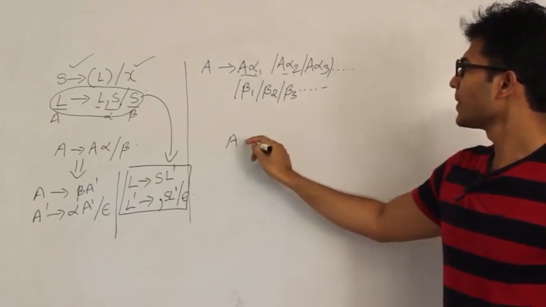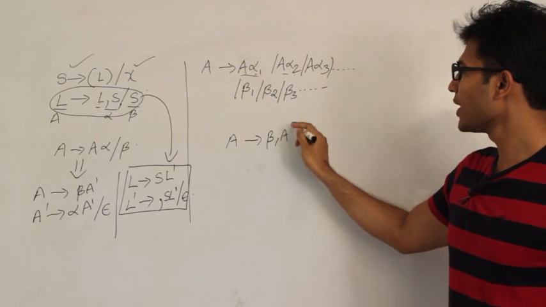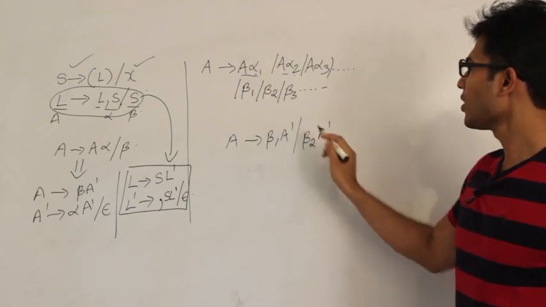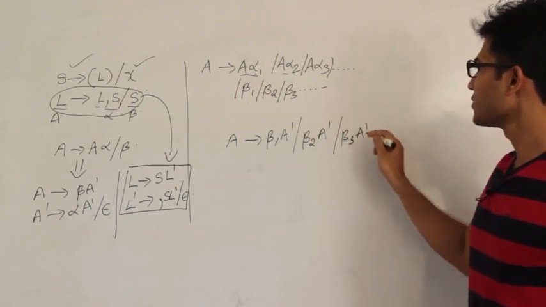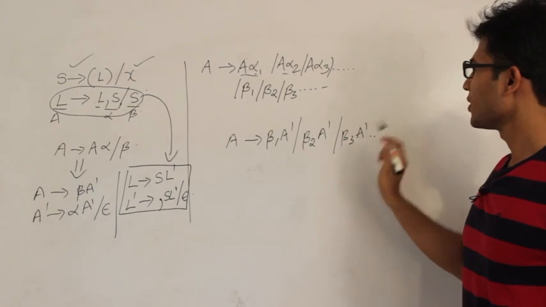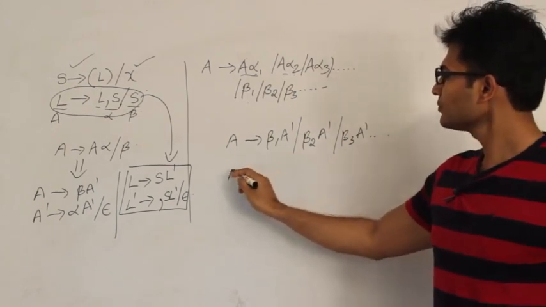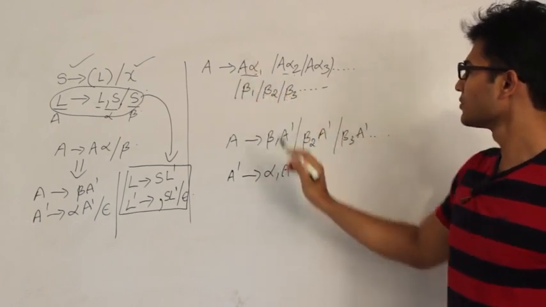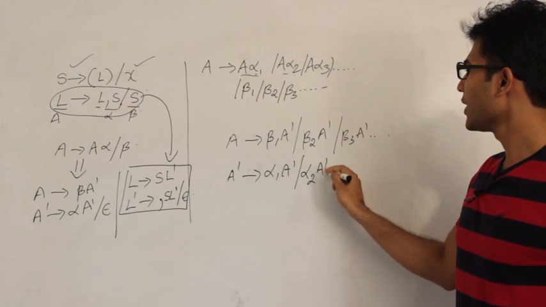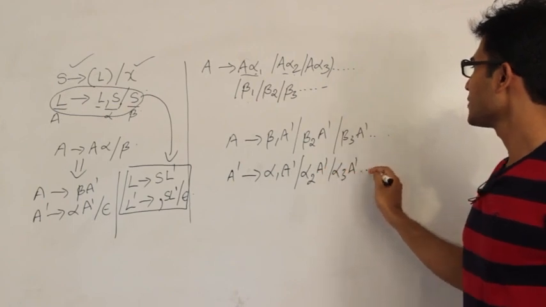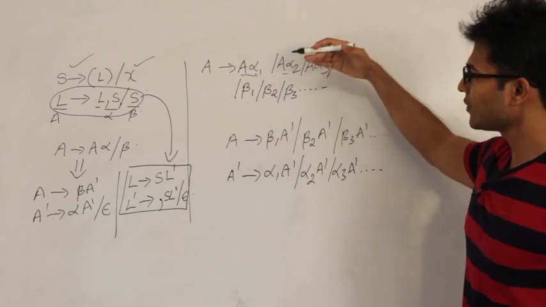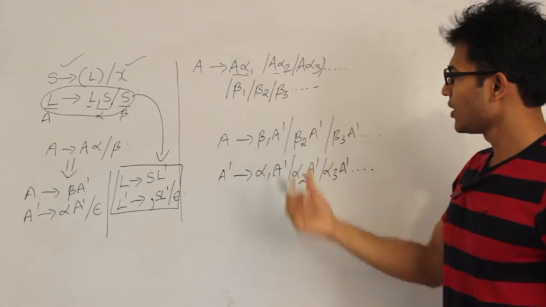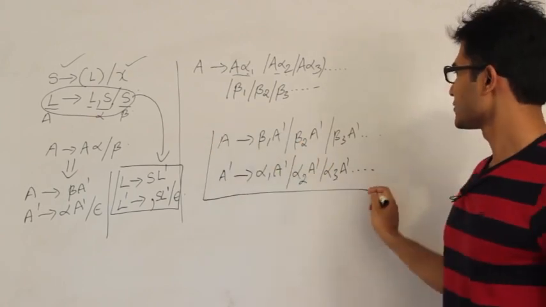So we are going to write A derives beta 1 A dash for this production, or beta 2 A dash, or beta 3 A dash. How many ever betas we have, and so on. And then A dash derives alpha 1 A dash for this one, alpha 2 A dash, alpha 3 A dash, and so on. So that is how we can convert any grammar which is having more than one left recursive production into right recursive grammars. Okay.